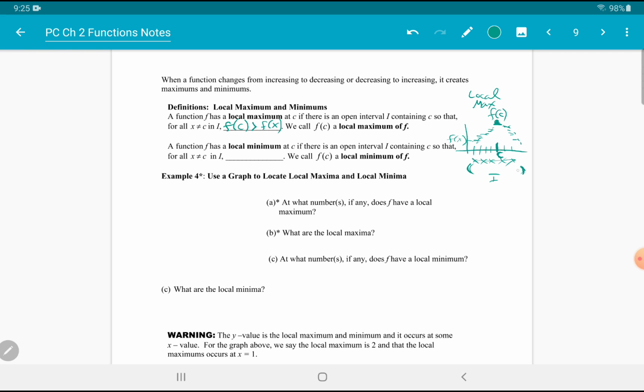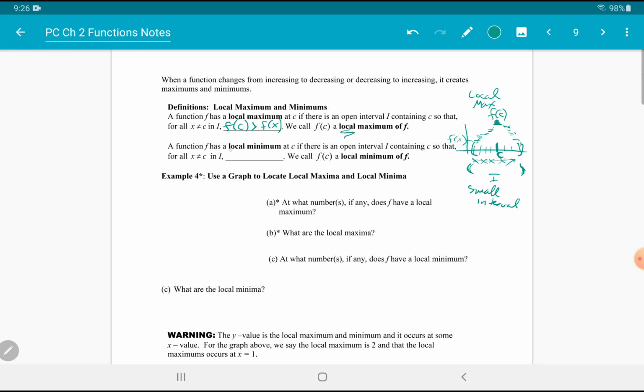So we're talking about just some small area, or interval rather, some small interval I. That's why we use the word local, because it's just within a particular vicinity. So within that area, where is our largest value?